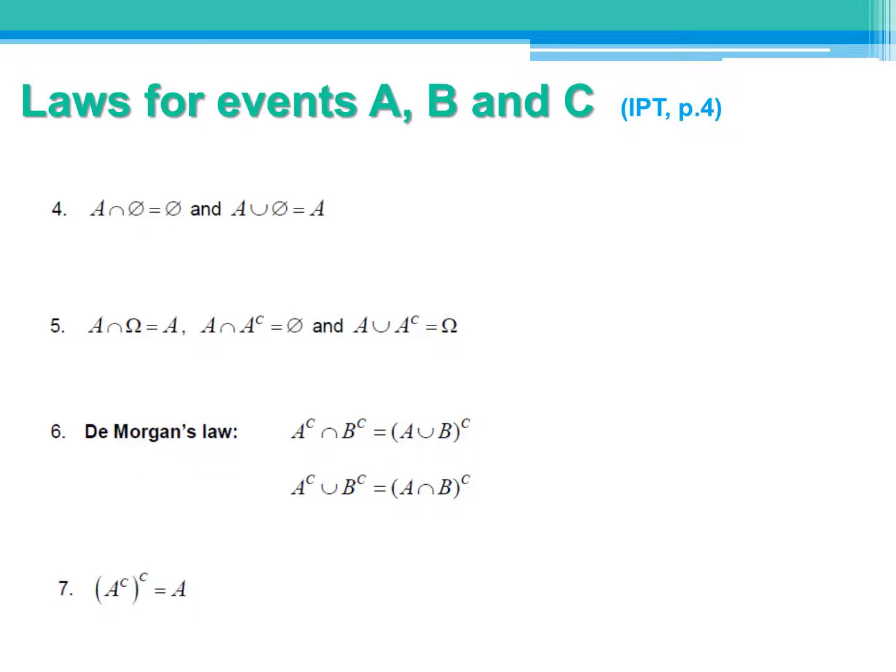Then for De Morgan's law, there we look at different ways of writing intersections and unions of complements, and you will get the same outcomes. For instance, if you take the intersection of A's complement and B's complement, you will get the same outcomes if you take the complement of the union of A or B, or if you take the union of A's complement or B's complement, you will get the same outcomes if you take the complement of the intersection of A and B. And then lastly, A's complement's complement is simply A because the complements will cancel each other out.